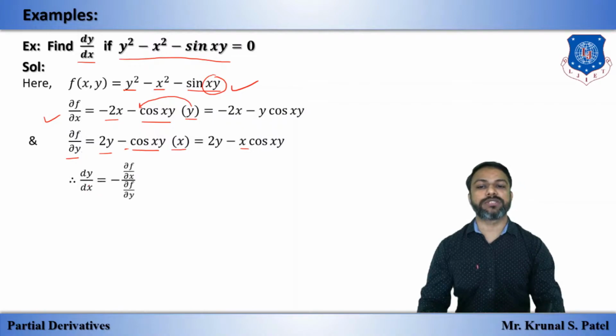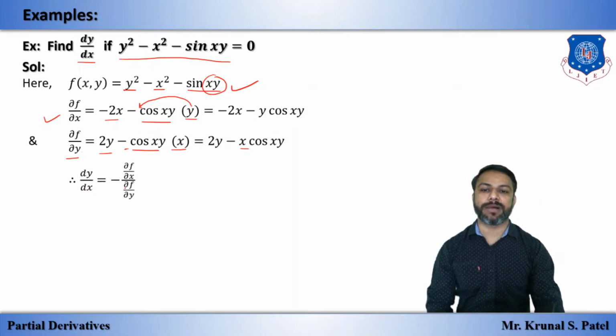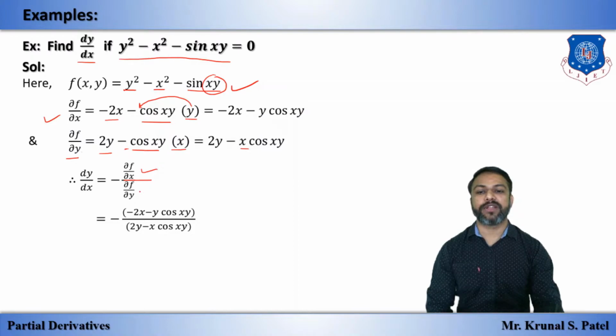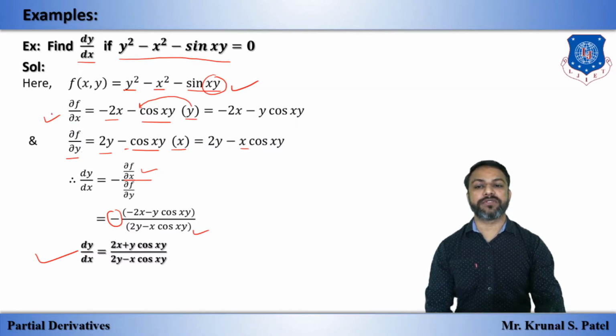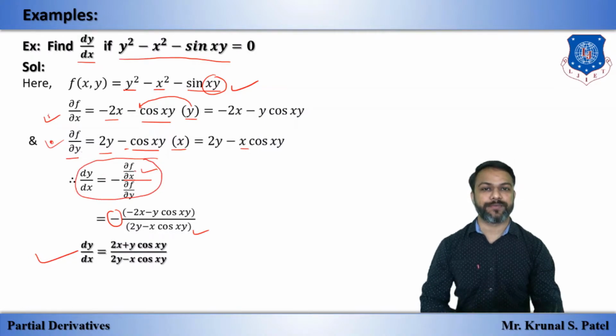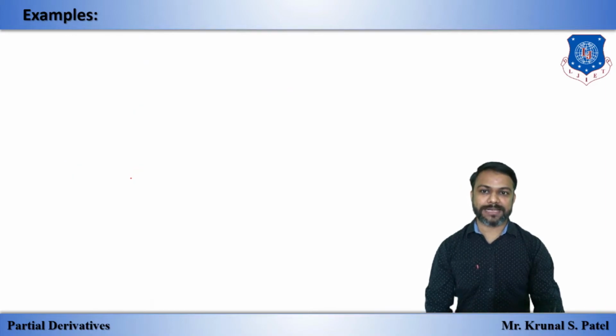Okay, now by using only the formula, dy by dx is equal to minus del f by del x upon del f by del y. So just keep the minus as it is, put the value of del f by del x in the numerator, the value of del f by del y in the denominator, and multiply this minus to the numerator. We have the final answer. So easy, no need for any other calculation. Just find differentiation with respect to x and y partially, and just put it in this formula, you will get the answer. So easy.